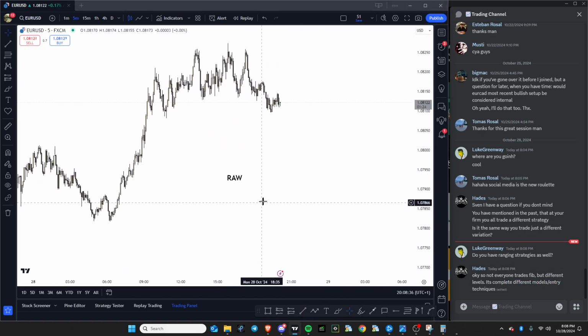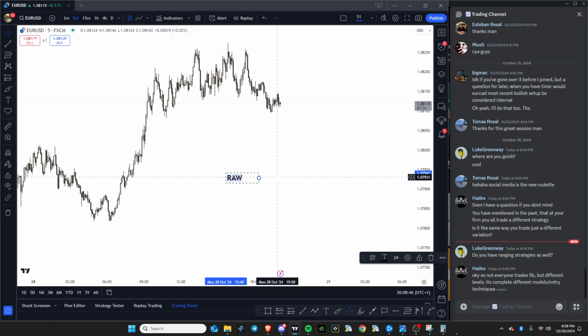Just says raw right now. So whenever you trade a new strategy, you go in completely raw, which means that you have an extremely mechanical strategy, which means that there's no improvements whatsoever made. You just go in completely raw. You take everything you see.